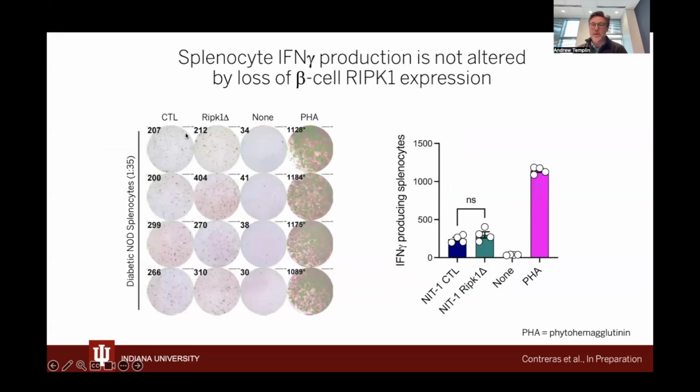The first thing that we did was we performed an ELISpot assay to look at interferon gamma production as a measure of immune cell effector function. And we found that when the splenocytes were cultured either with control or RIP1 delta cells, they produced about the same amount of interferon gamma, which is quantified here, whereas our positive control showed a significant increase in this interferon gamma production. So it didn't seem like the immune cells were being activated very differently by control versus RIP1 gene edited cells.